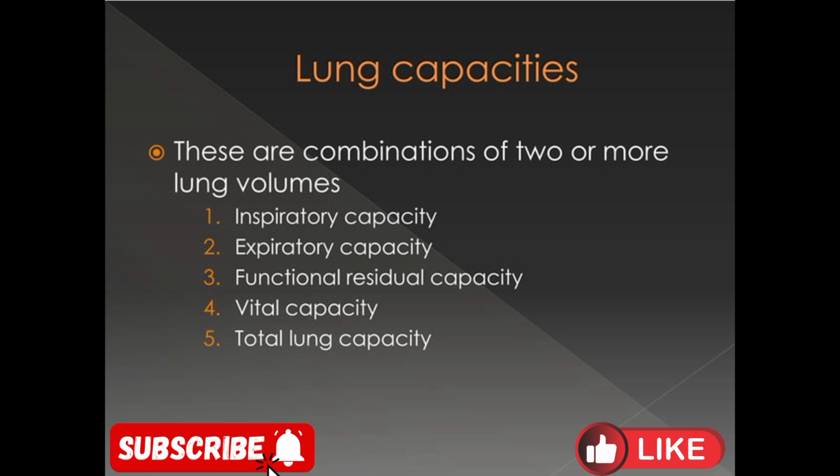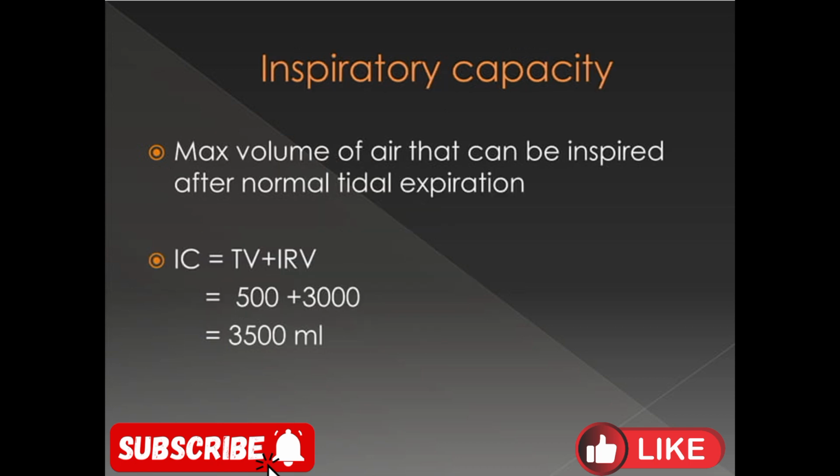Lung capacities. As I have told, lung capacities can be easily calculated from the lung volumes. There are 5 different types of lung capacities: inspiratory capacity, expiratory capacity, functional residual capacity, vital capacity, and total lung capacity. Then what is inspiratory capacity? It is the maximum volume of air that can be inspired after normal tidal expiration. So inspiratory capacity is equal to tidal volume plus inspiratory reserve volume. As we know, tidal volume is 500 ml and inspiratory reserve volume is 3000 ml. So 3500 ml is the inspiratory capacity of human beings.